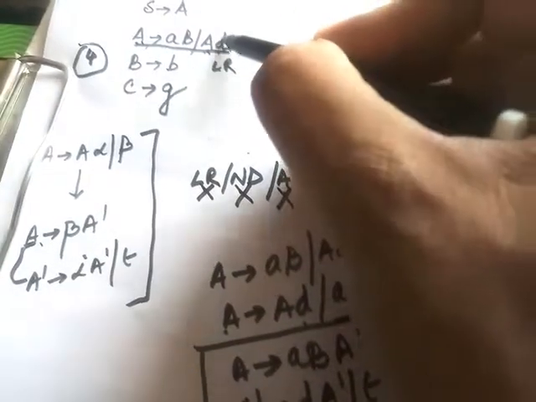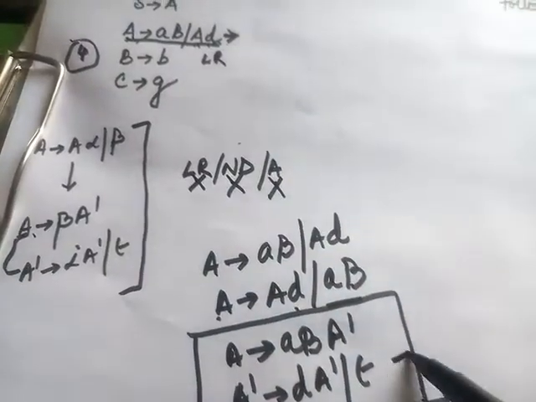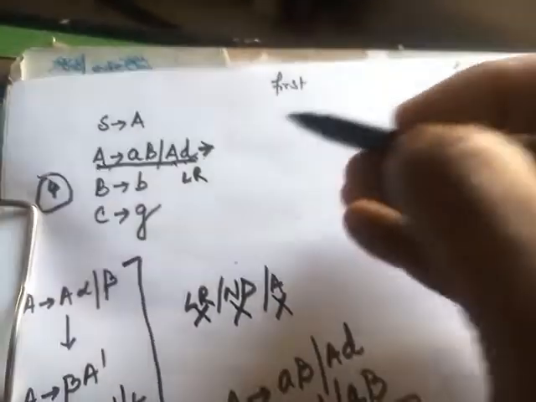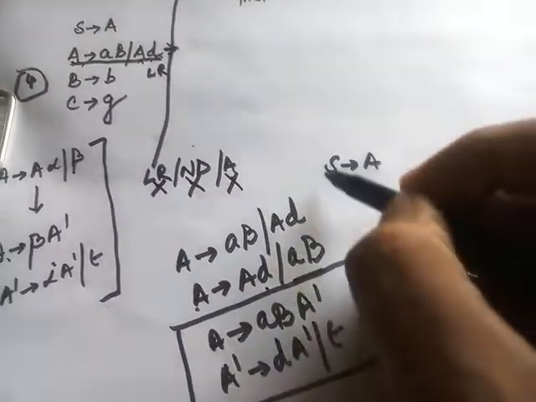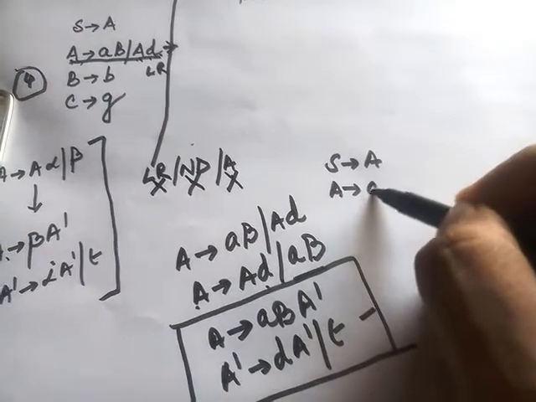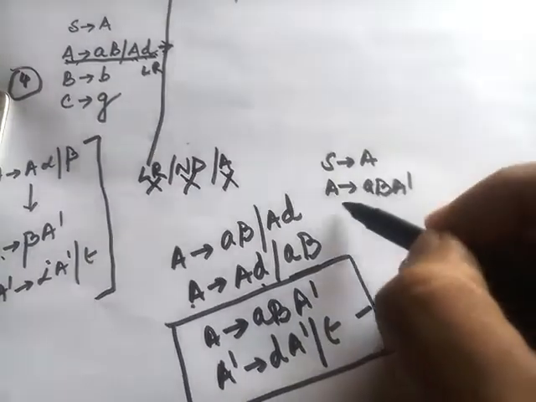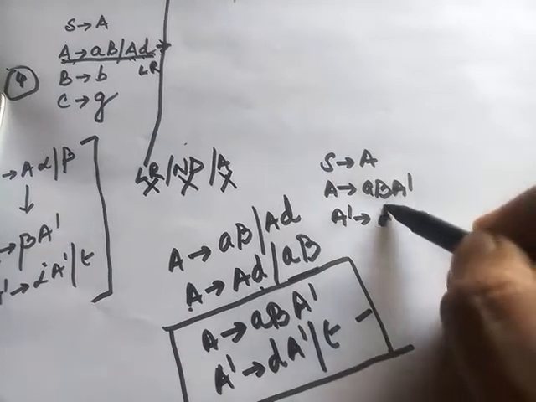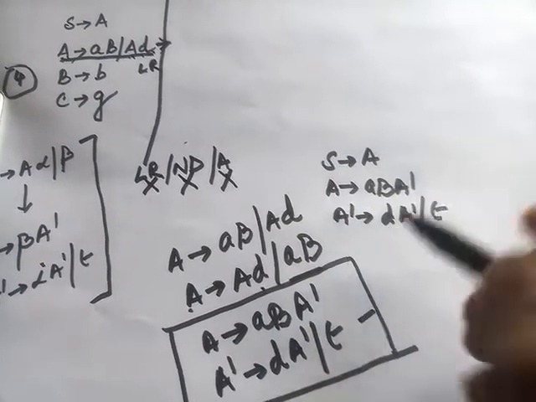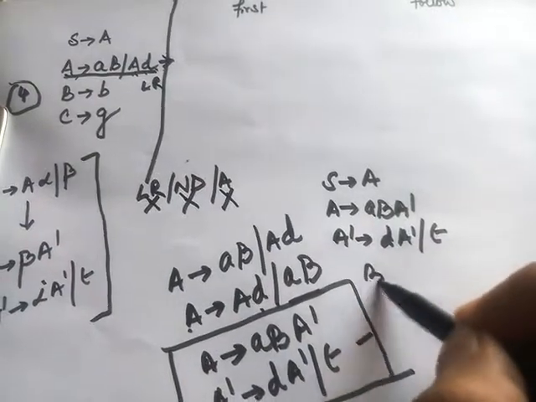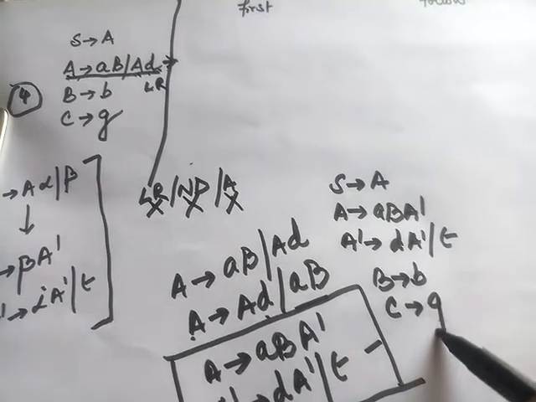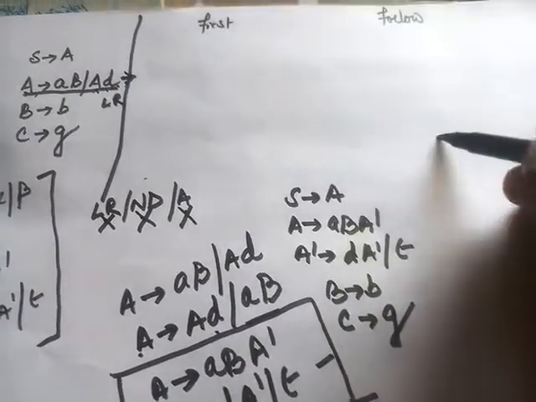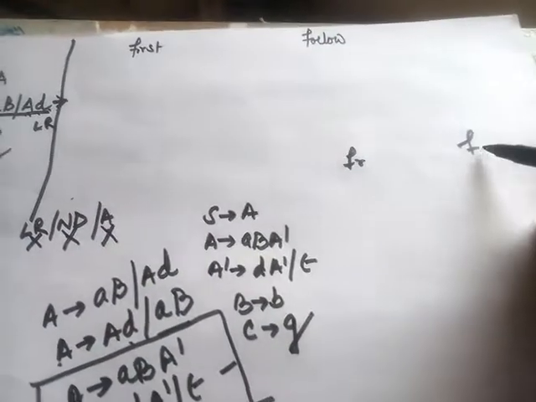So we had one grammar which is left recursive, and I have just eliminated it. Now what are the rest of the grammar? You can see we have S generates A, then the left recursive grammar is converted into A generates B A', A' generates D A' | epsilon, B generates small b, and C generates small g. Now we have to find out first and follow of all this grammar.